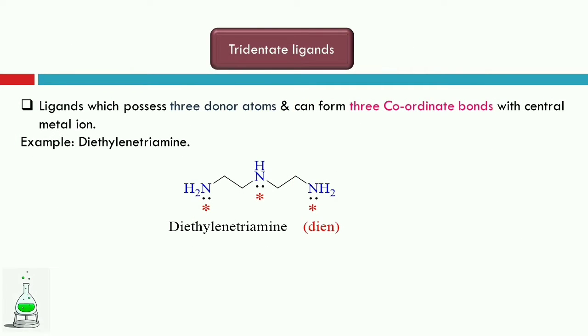Next are tridentate ligands, the ligands with 3 donor atoms. These ligands possess 3 donor atoms and can form 3 coordinate bonds with the central metal ion. Here we have an example, diethylene triamine. Here all the 3 amine groups are separated by 2 ethylene groups, so simply it is dien.